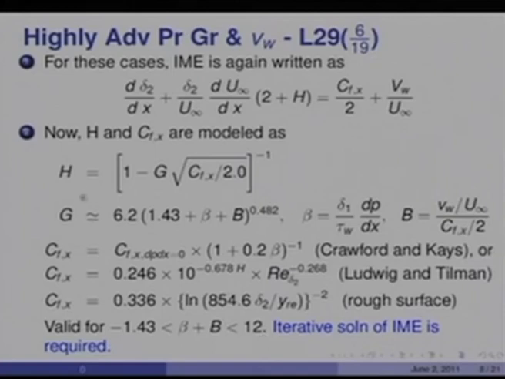Now, of course, because H is a function of Cfx and Cfx is a function of delta 2 as you know, closed form solutions cannot be obtained in this case, and therefore, you need to do an iterative solution of the integral momentum equation. This equation has to be solved iteratively at each x.